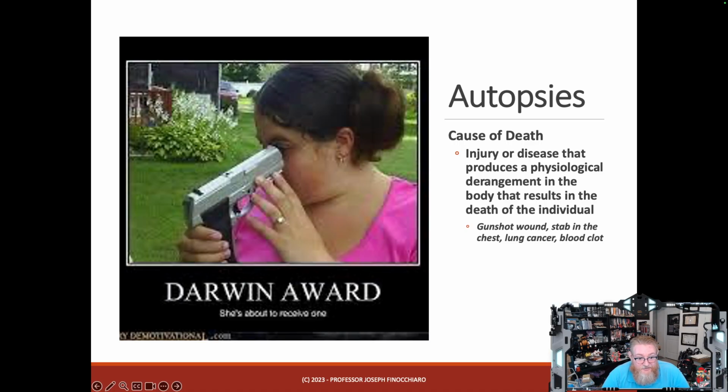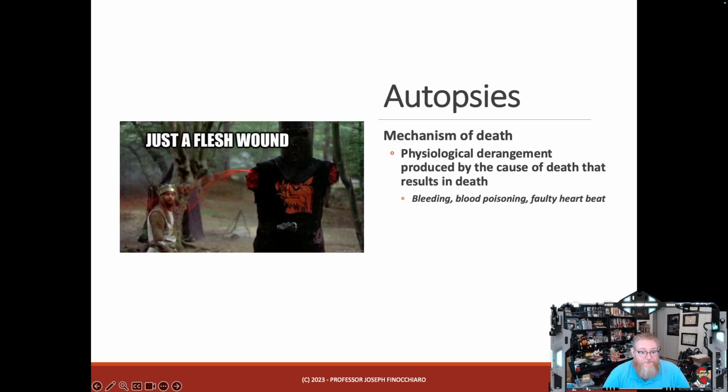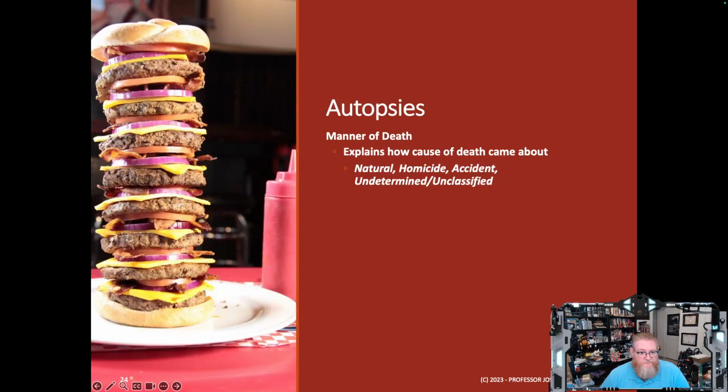Which leads us to the cause of death: injury or disease that produces a physiological derangement in the body that results in the death of the individual. So, some common causes of death: gunshot wounds, stab in the chest, lung cancer, blood clot. Followed by a mechanism of death, a physiological derangement produced by the cause of death that results in death. So, bleeding, blood poisoning, faulty heartbeat.